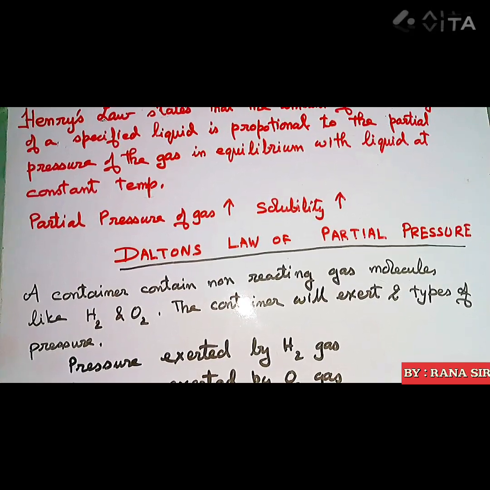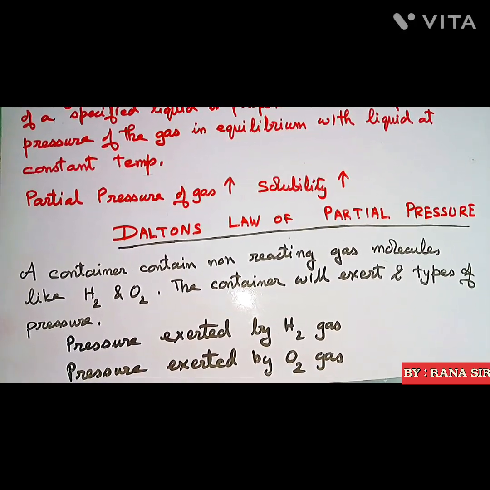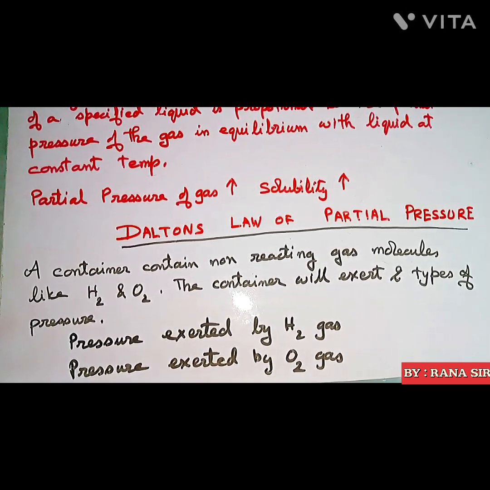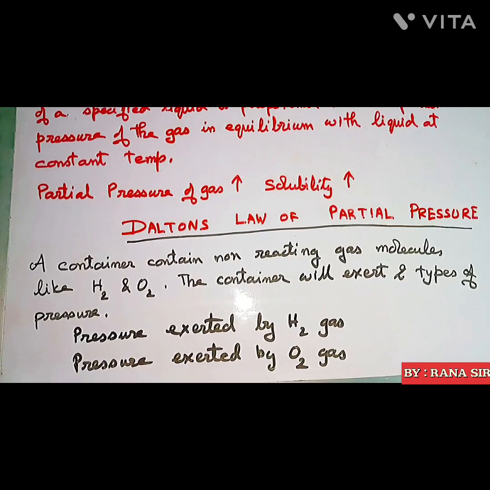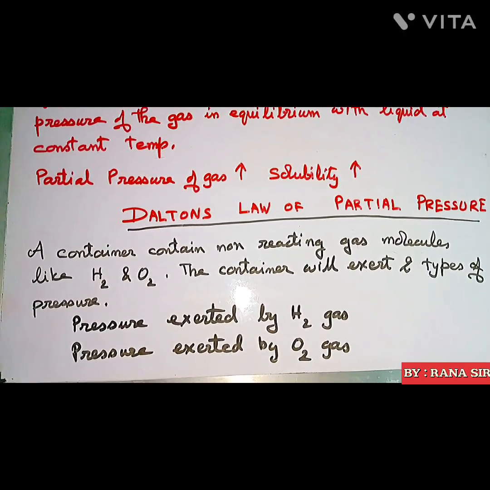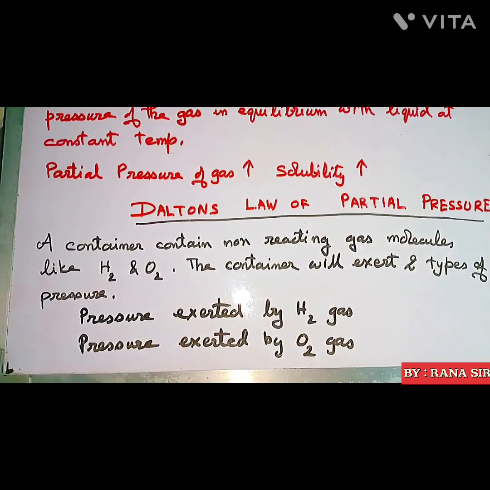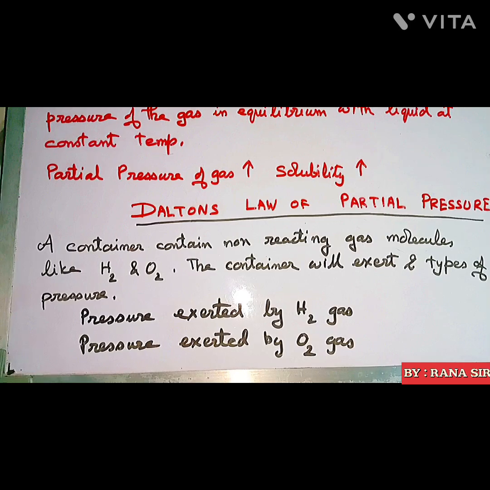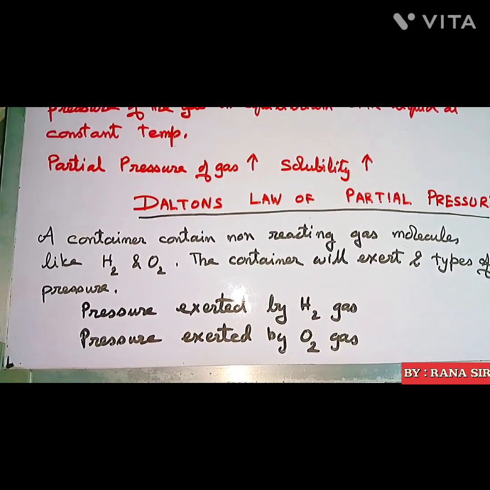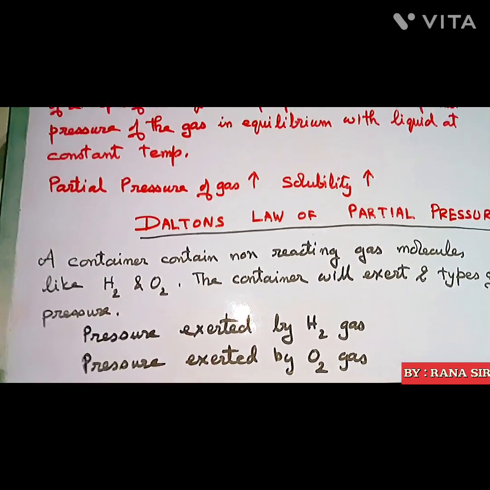Next, Dalton's law of partial pressure. A container containing non-reacting gas molecules like H2 and O2. Non-reacting means these gases will not react with each other. So a container contains several non-reacting gases. Two, for example, have been given: H2, that's hydrogen, and oxygen. The container will exert two types of pressure: pressure exerted by hydrogen gas and pressure exerted by oxygen gas.